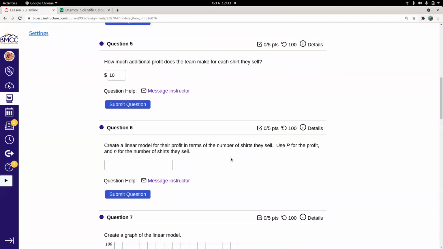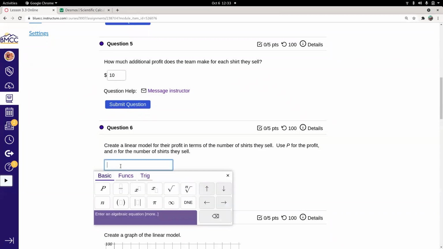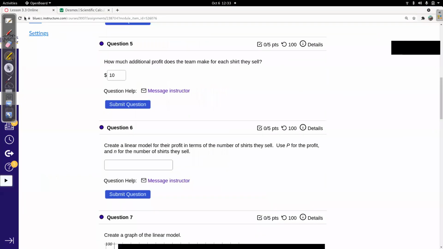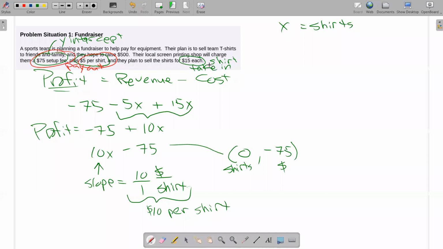Calculate a linear model for their profit in terms of the number of shirts they sell. They say use P for profit and N for shirts. Okay, so again, when you click on this, it'll say, hey, use P and N, right? So pay attention to that. So back on my notes, what did I write down? I used the word profit, so that's good. Instead, they want me to use just a P for profit.